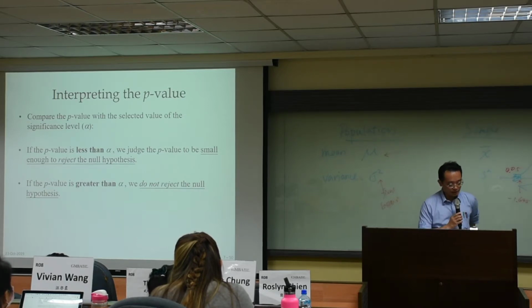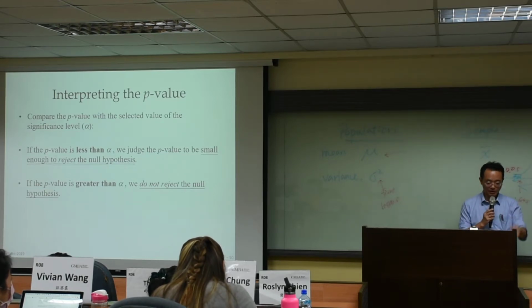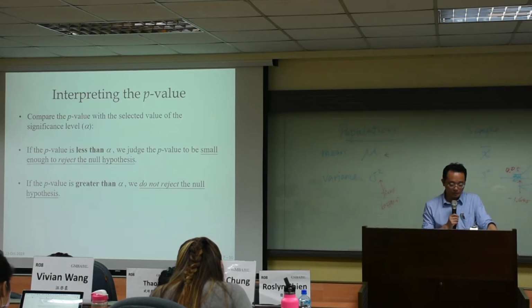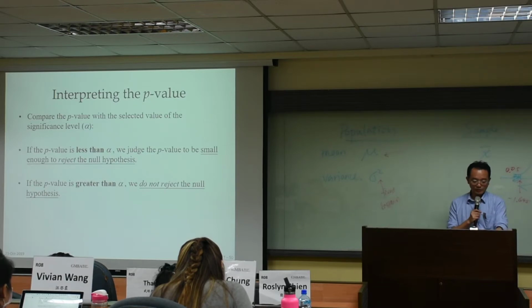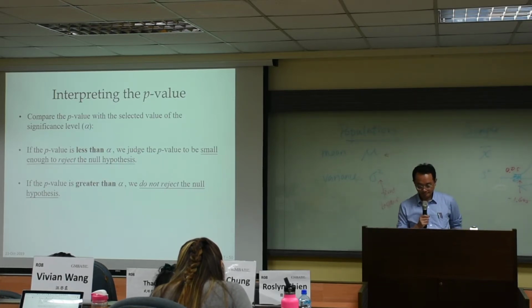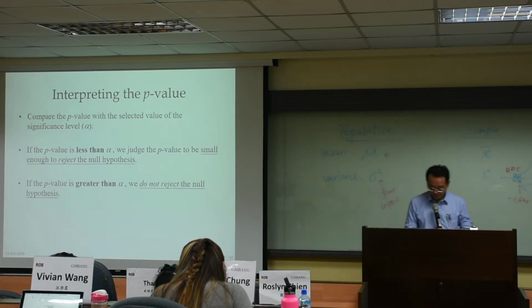So, the interpretation of the p-value. Compare the p-value with the selected value of the significance level, which is alpha. If the p-value is less than alpha, we judge the p-value to be small, and we reject the hypothesis. If the p-value is greater than alpha, we do not reject.